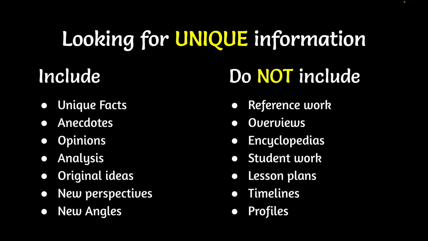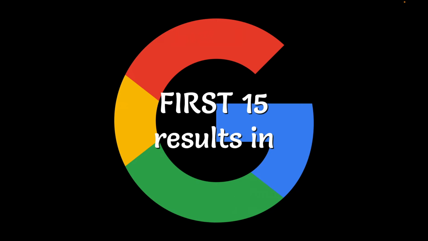So instead, what we're looking for is the column on the left. So unique facts, anecdotes, opinions, analysis, original ideas, new perspectives. What we cannot include is the reference work, overviews, encyclopedias, student work of any kind, lesson plans, timelines, profiles, that kind of stuff.